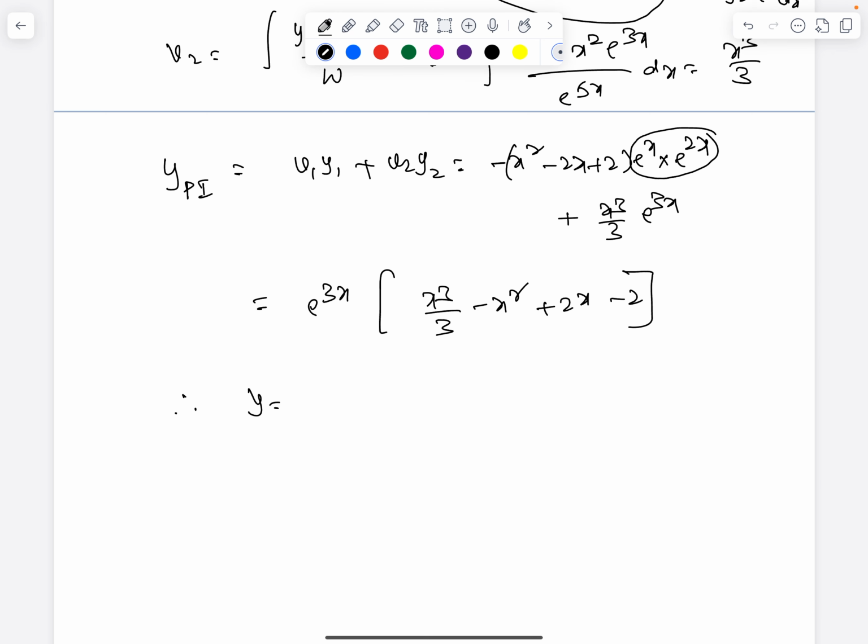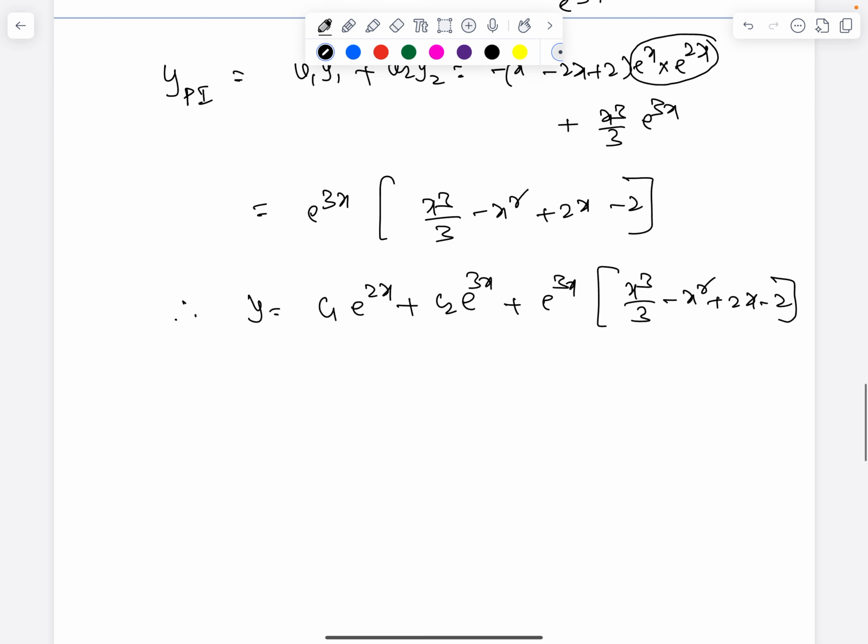Therefore y is equal to c1 e power 2x plus c2 e power 3x plus e power 3x into x cube by 3 minus x square plus 2x minus 2. There is an advantage with this method: you can even solve differential equations which hold sin x, cos x, and then secant, tan, logarithm.